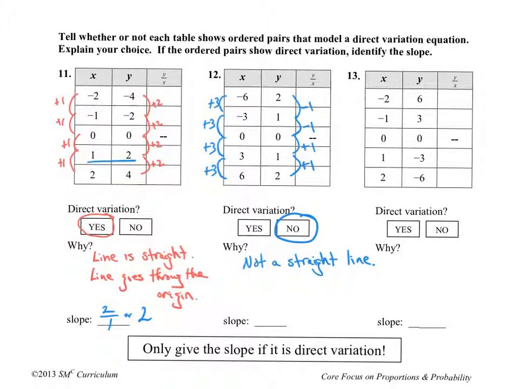We can see that number 12 is not direct variation. It's not a straight line. The x's do have a consistent pattern, but the y's don't. They start out with -1, -1, then go to +1.